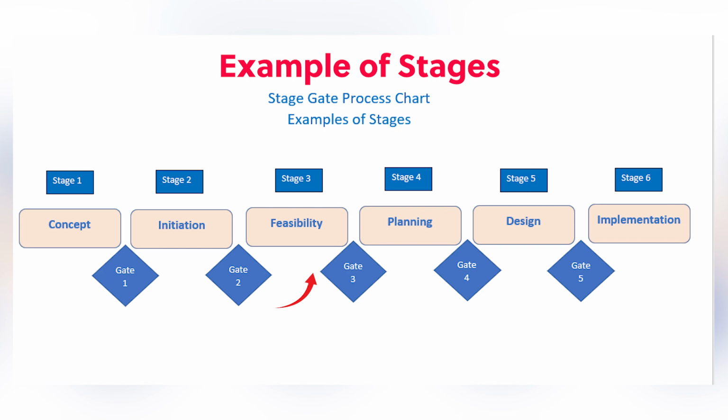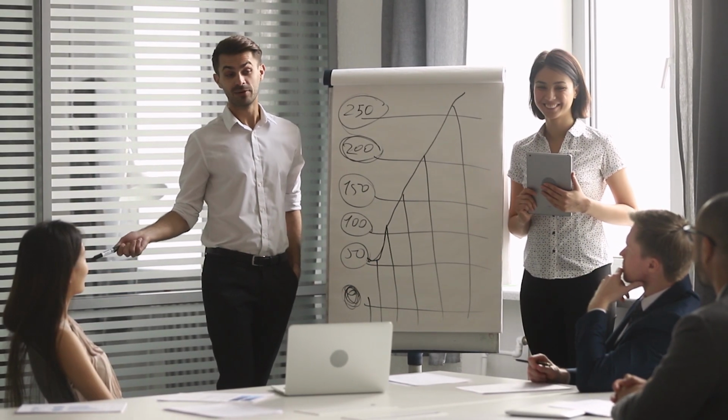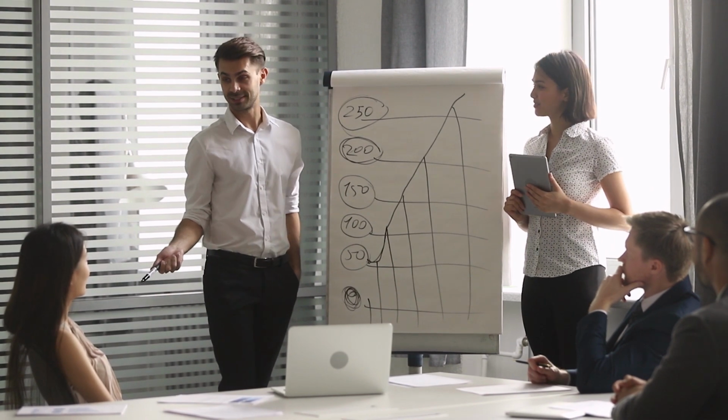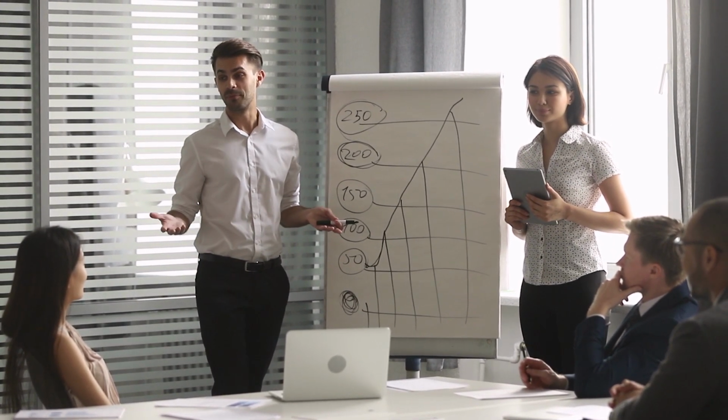Stage and stage gate 3 would be feasibility, or sometimes known as options analysis. So at this stage, you have a feasibility study. You consider your options and analyse the options, and you identify your preferred option.